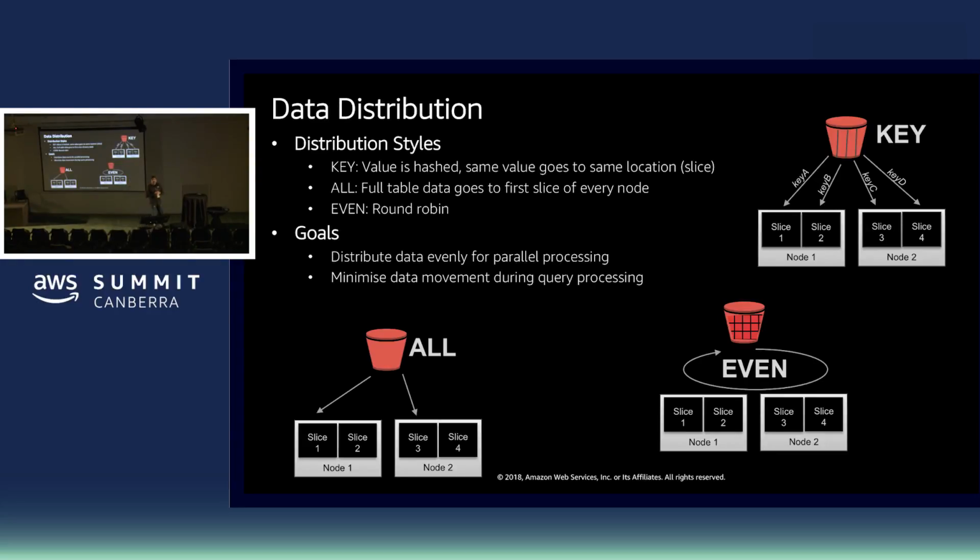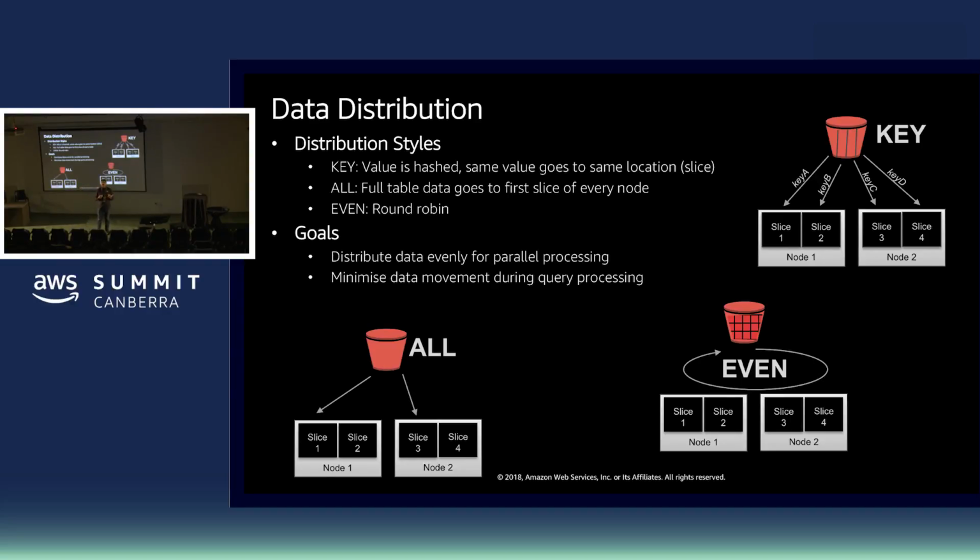Data distribution is very important for an MPP data warehouse. We offer you 3 kinds of data distributions. One is key level distribution, where you define a key and we will distribute the data based on the key. The other one is even distribution, where we will evenly distribute the data of a table across the cluster, all the slices in the cluster. The all distribution keeps the data in the first slice of every node. So if a node has 2 slices, the first slice will always have the data. So the data is duplicated.